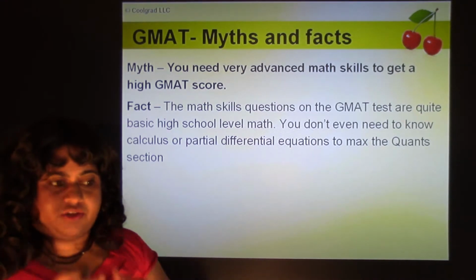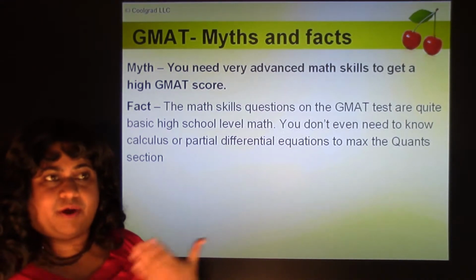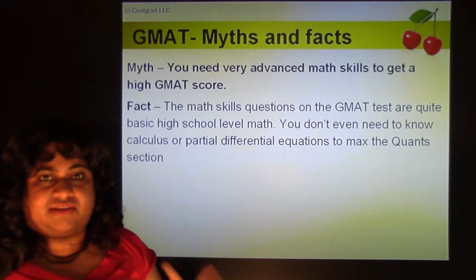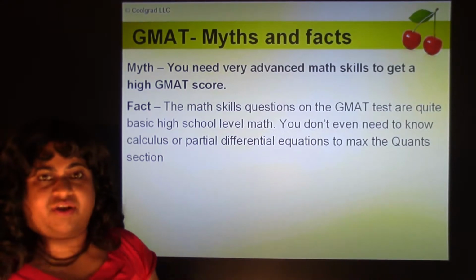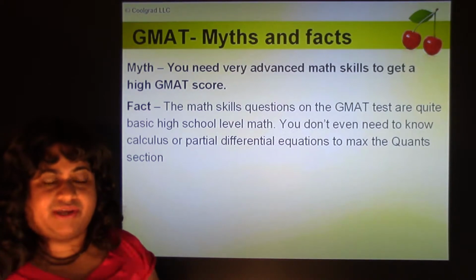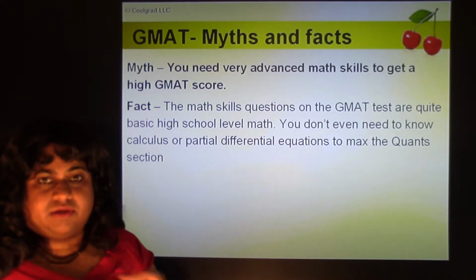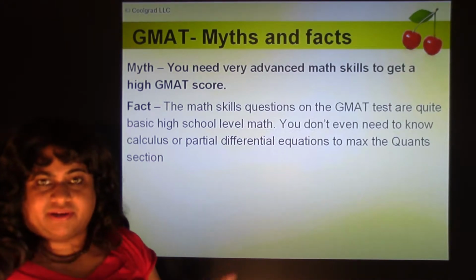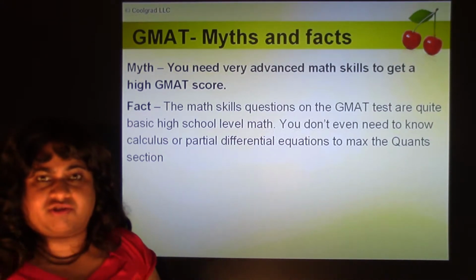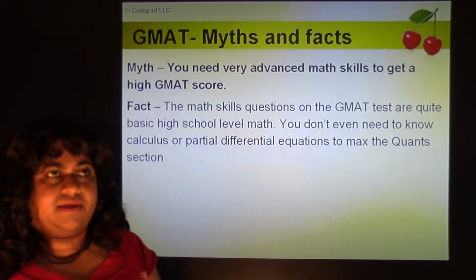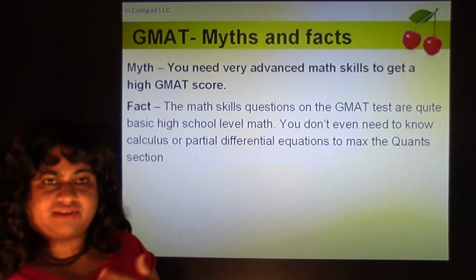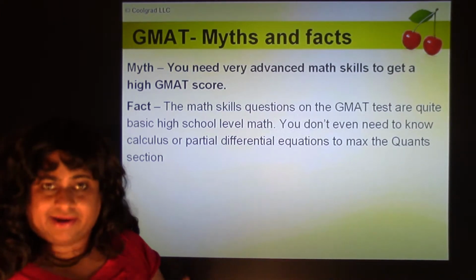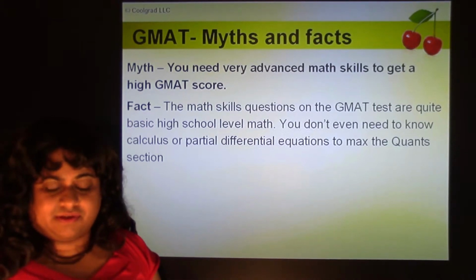So revisit your knowledge about triangles, quadrilaterals, pentagons, hexagons, octagons, cubes and spheres, and geometry, and there's algebra, and the data sufficiency part, and then arithmetic, series and progressions, permutations, combinations, probability, and all these topics. Just get your fundamentals right, and you should be able to max the quant section.